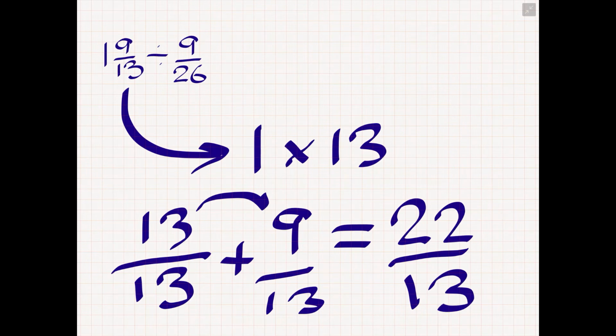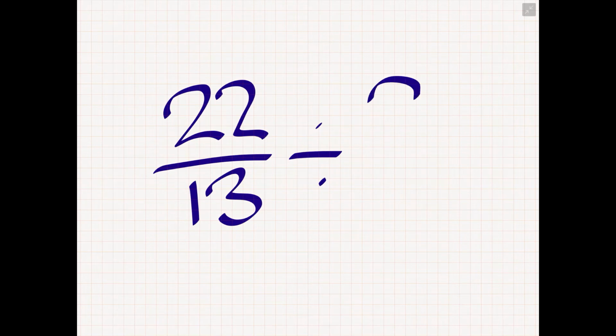So just to clarify that process again, we take the whole number, we multiply it by the denominator, 1 times 13, and then we add the total number of 13ths, which is 13, 1 times 13, to the numerator, which is on the top, in this case is 9, and that gives us a total of 22/13. And so therefore now we have 22/13 divided by 9/26.